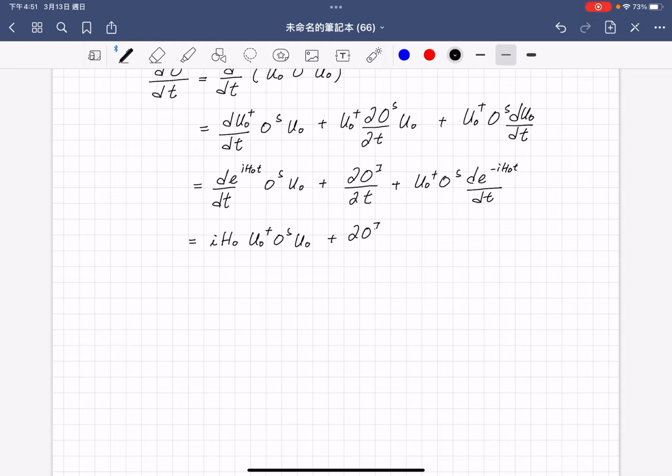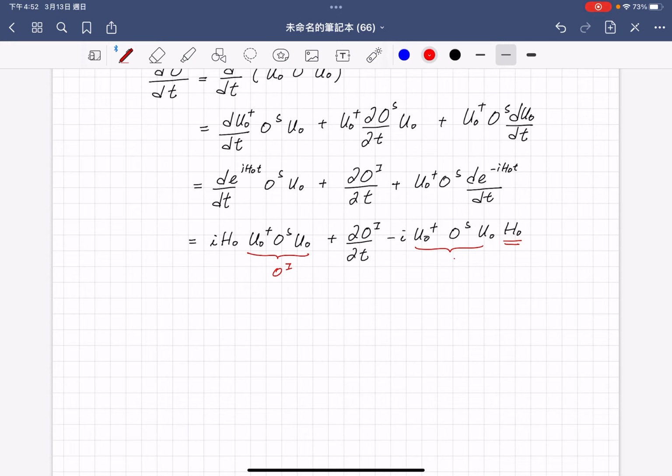The same term here. I see that there is a minus i, so you take this minus i down with the H naught that is now placed at the last part. The H naught has to be placed here since H naught is an operator. Well, what is this term? This is just the operator in interaction picture.